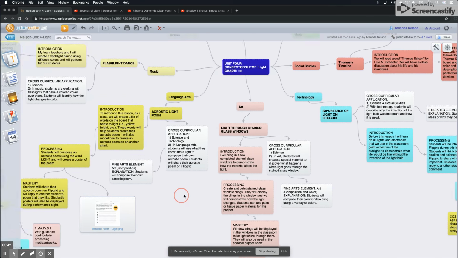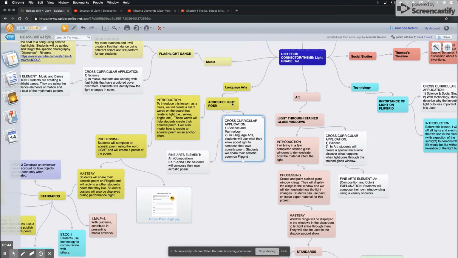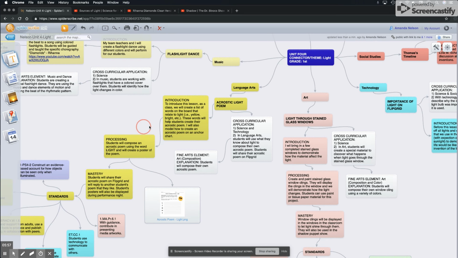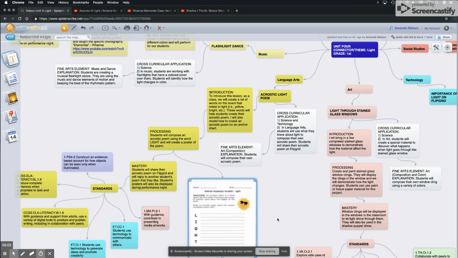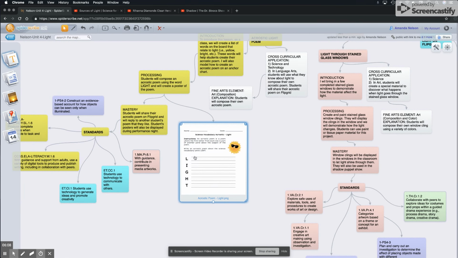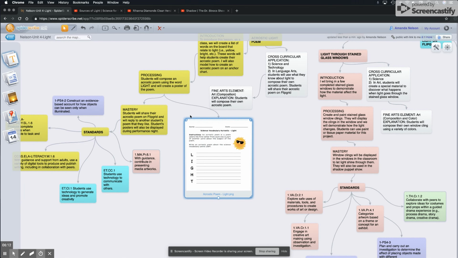Coming over to language arts, students are going to be creating their own acrostic light poem. To introduce the lesson, I'm going to show them how to create an acrostic poem, and then we're going to create a list of words on the board that relate to light. For processing, students are going to be composing their acrostic poem using the word light, and then they're going to create a poster. Before they create the poster, they're going to use a little worksheet like this that helps guide them through the composition of their poem.